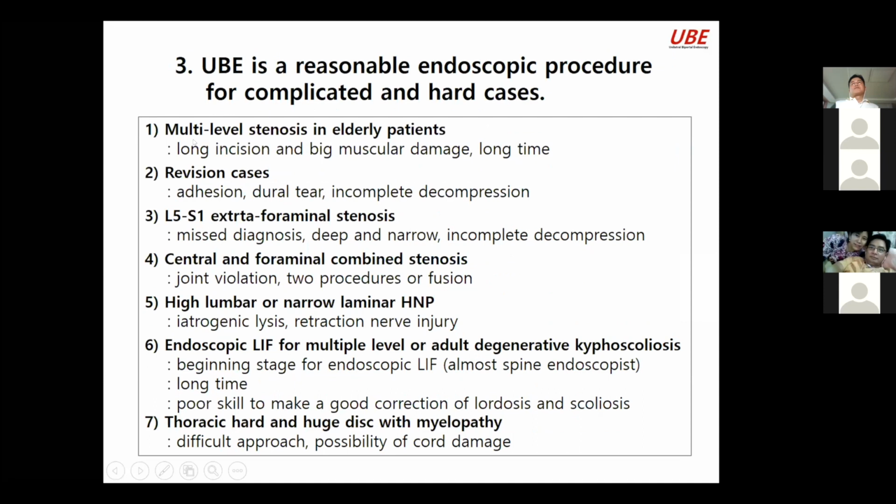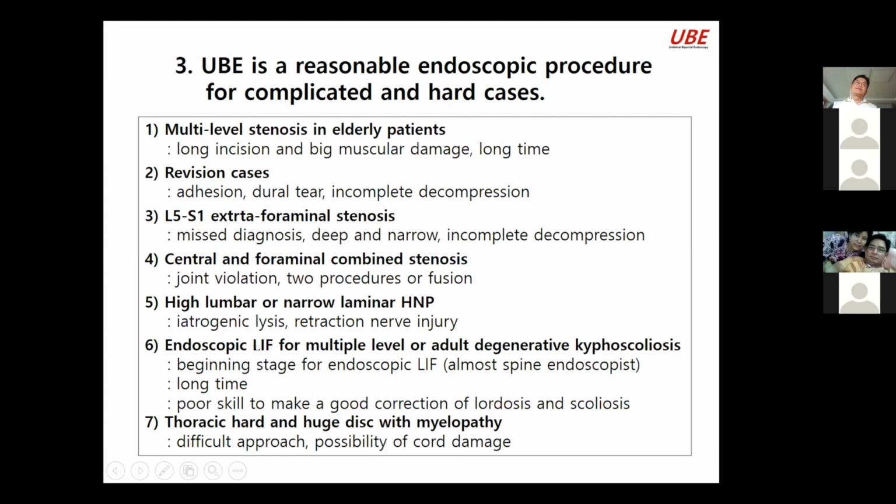First, multilevel stenosis, in which microsurgery has difficulty because of long incision, big muscular damage, and long time. Second, revision surgery: adhesion, dural tear, incomplete decompression. Third, L5 extraforaminal stenosis: sometimes misdiagnosis, deep and very narrow, incomplete decompression. Fourth, for central foraminal combined stenosis, sometimes joint violation, so two procedures or fusion. Fifth, high lumbar narrow lamina: sometimes iatrogenic lysis and retraction injury of the nerve root.